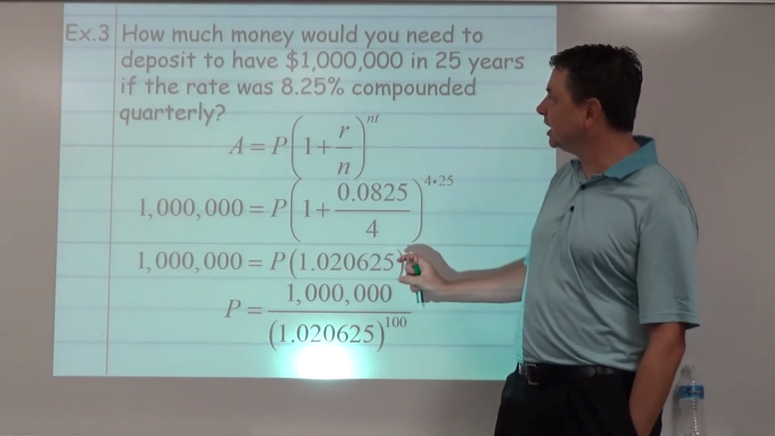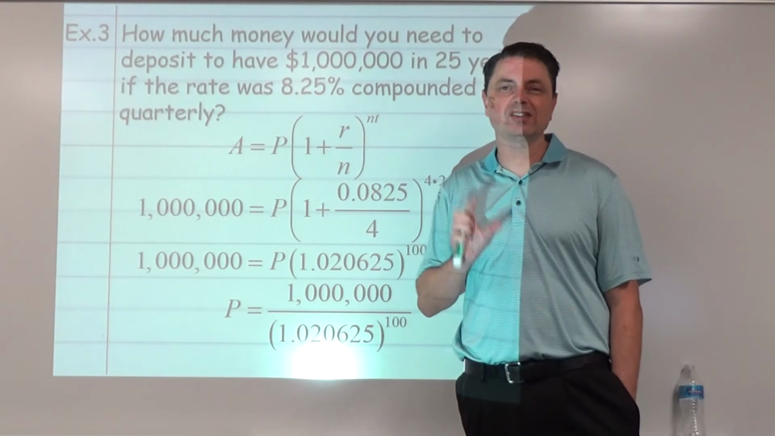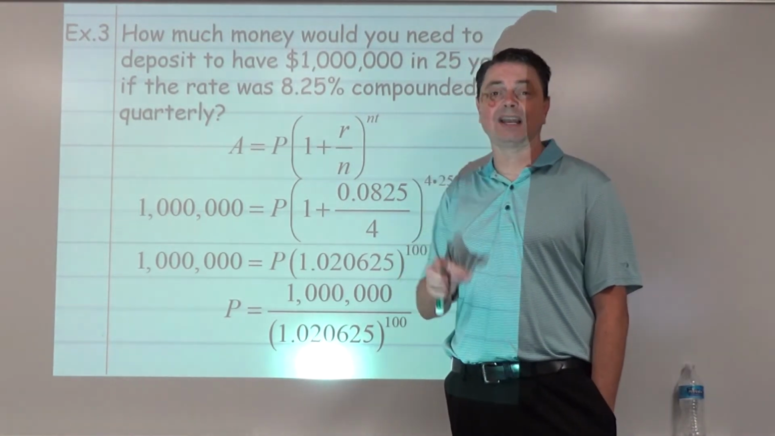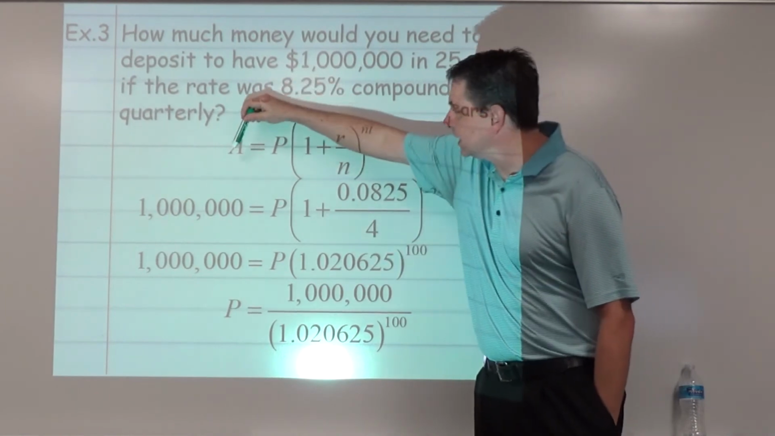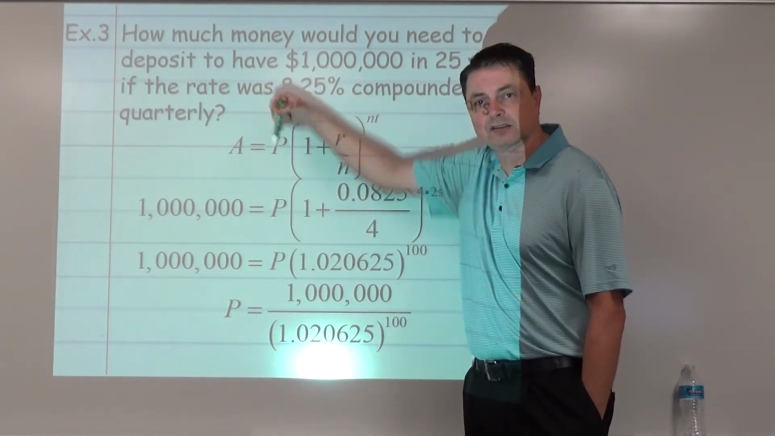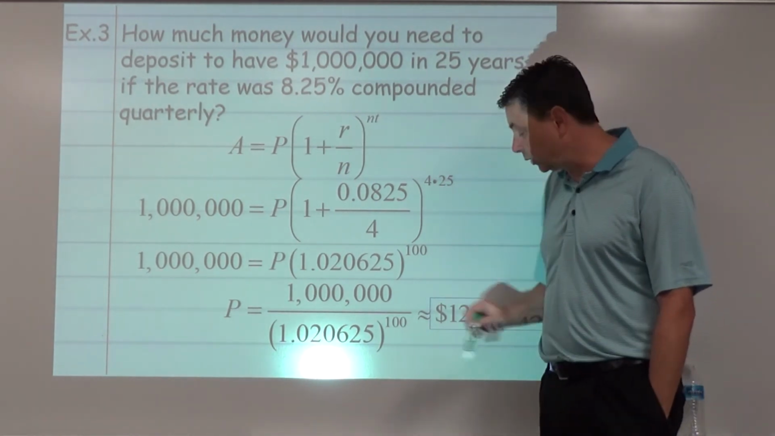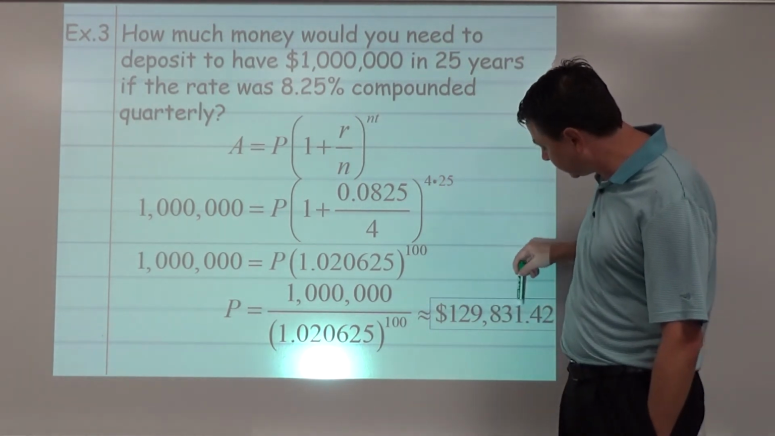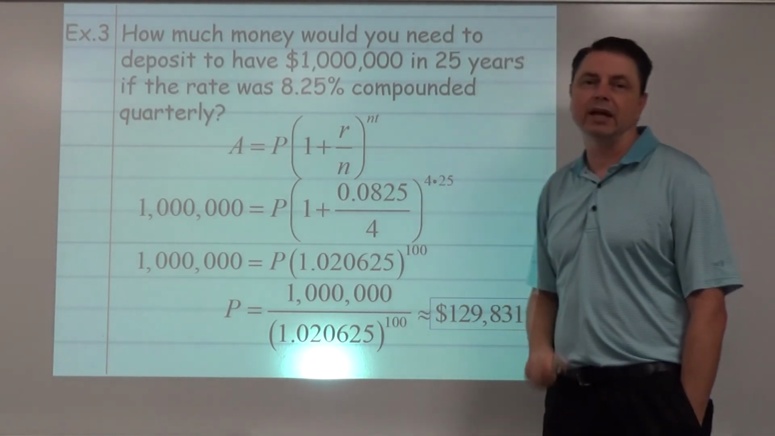Since this is a money problem, money in an account, those problems are always rounded to the nearest cent. So 2 digits after the decimal if we're talking about finding either of these things. And you should have gotten that we need to start with $129,831.42 when you type that into the calculator.